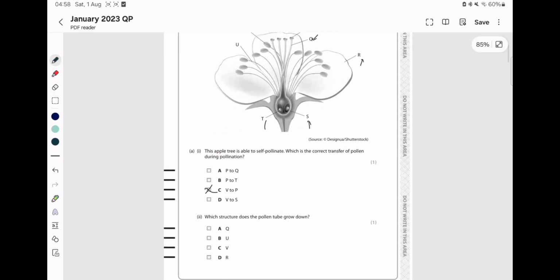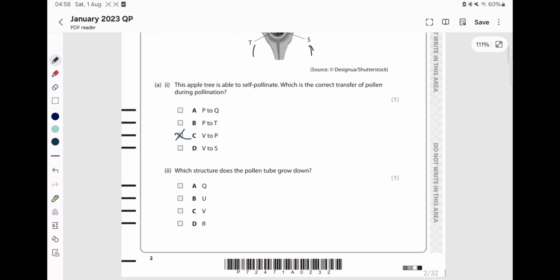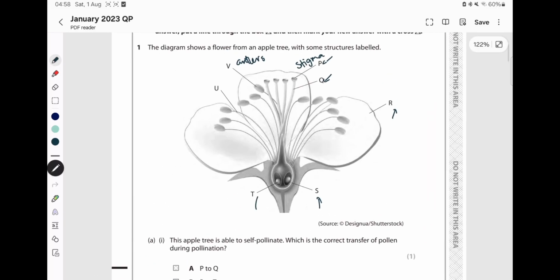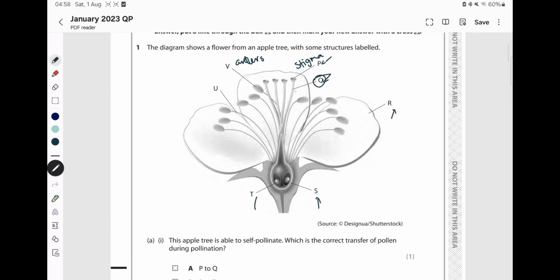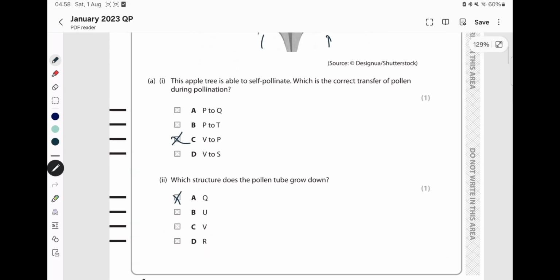Which structure does the pollen tube grow down? Once pollination has occurred, the pollen grains land on the stigma. When they land on the stigma, they start digging a hole into it and making a tube. This tube is going to act as a pathway for the pollen grains to get into the ovaries. So that structure would be Q, which is the style. As you can see in this diagram, Q is pointing to the style, which is sort of like the stem of the stigma.